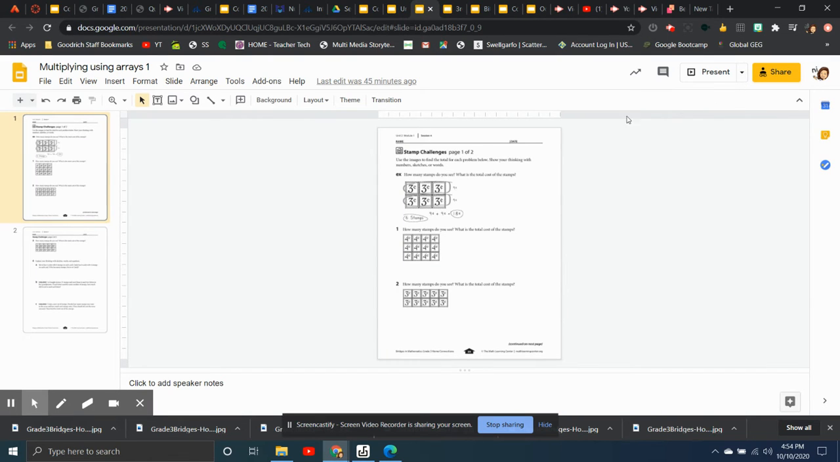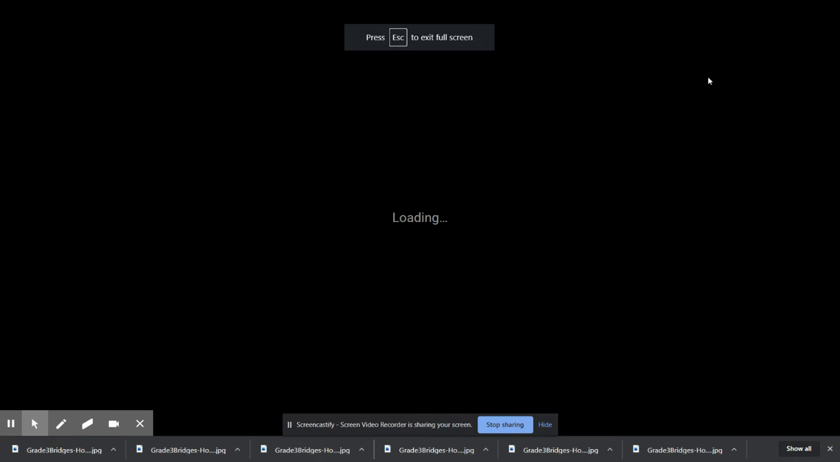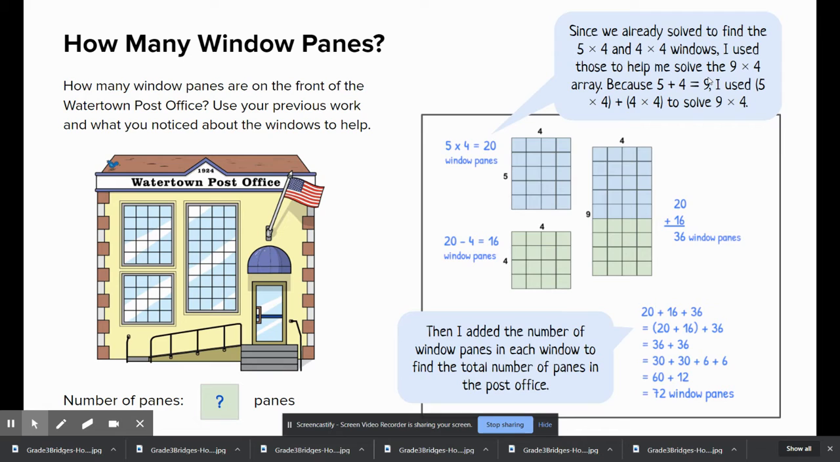This should look familiar. Actually, before you do this, let's go to this one. Yeah, this one is a whole group. You're not going to make a copy of this slide. Okay, this is a whole lesson. So how many window panes? How many window panes are on the front of the Watertown Post Office? Your previous work and what you notice about the windows will help.